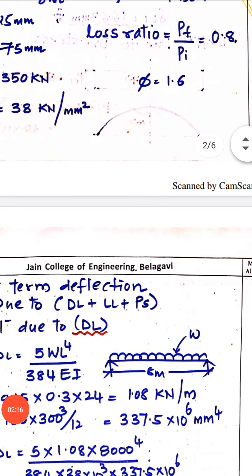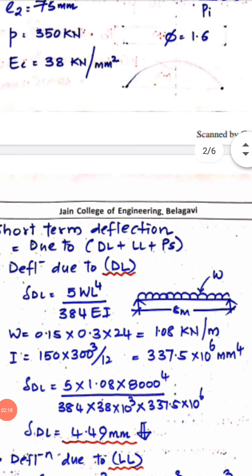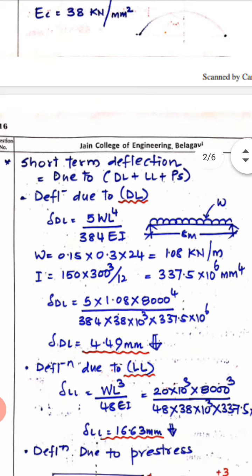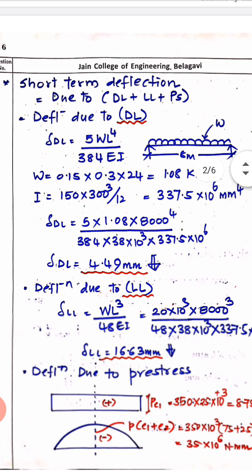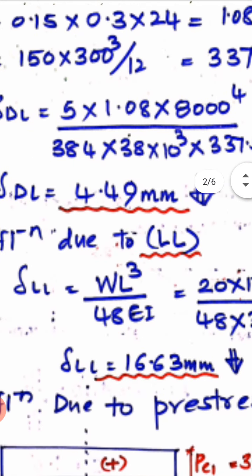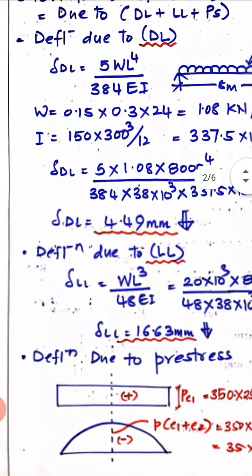Then after that, okay, we have to find out the deflections as we discussed in last class. So again here we have to find out short-term deflection due to dead load, live load and prestress. Due to dead load, the deflection equation is 5WL raised to 4 upon 384 EI. So W is nothing but the self-weight, so you can easily find out, and I is bd cubed by 12. So we can find out the short-term deflection due to dead load, and we got 4.49.